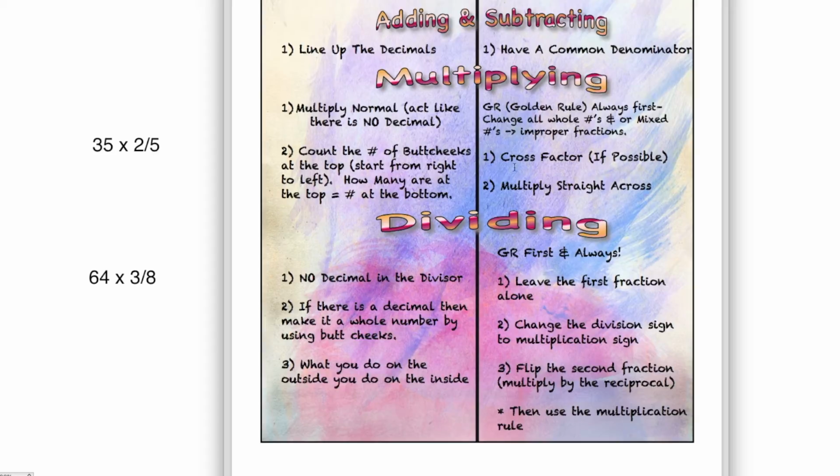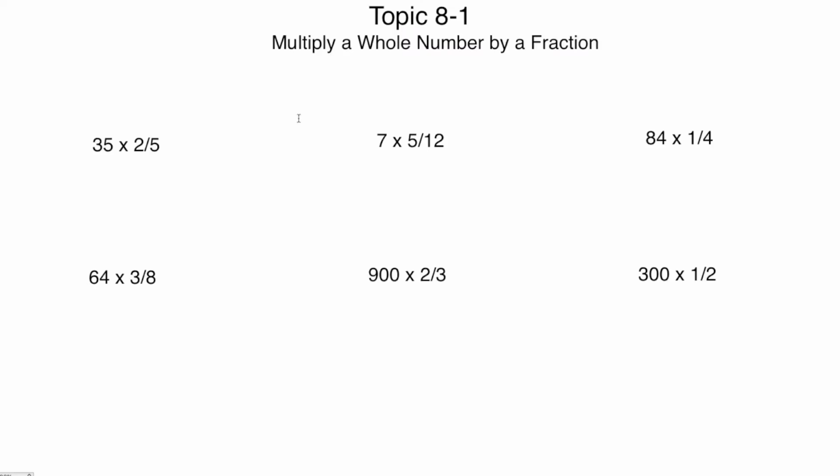Then the first step is to cross factor if possible. It may not be possible. If it's not, or even if you do it, then you go to the second step, multiply straight across. Okay, so go ahead and push pause and write these 6 problems down.